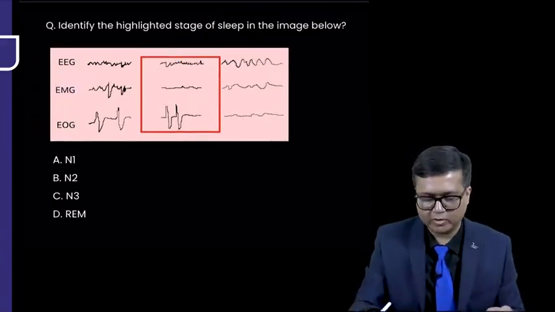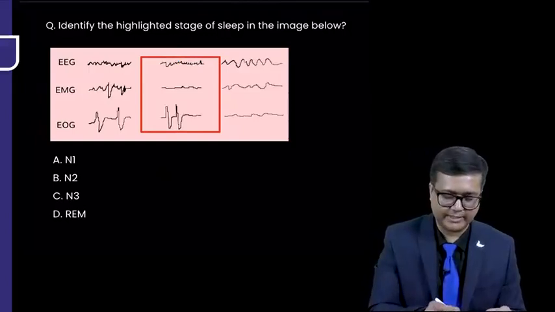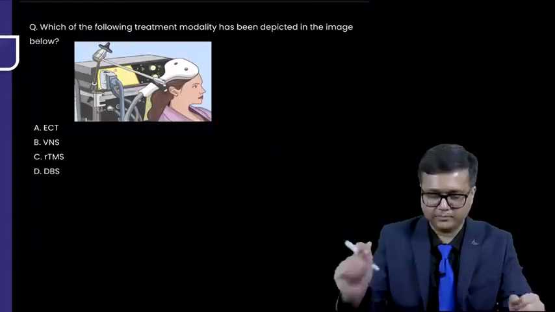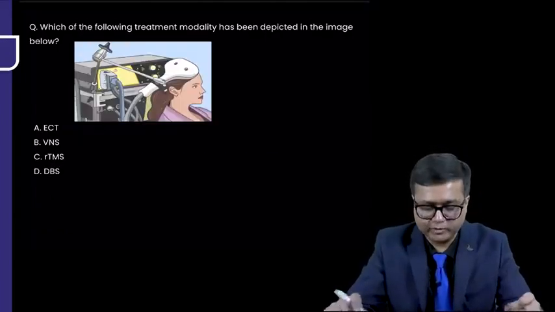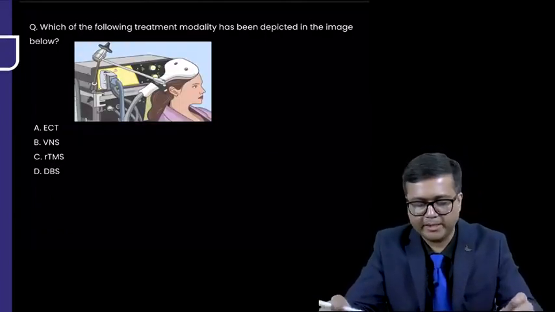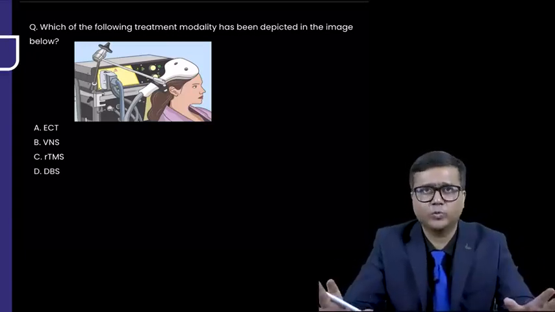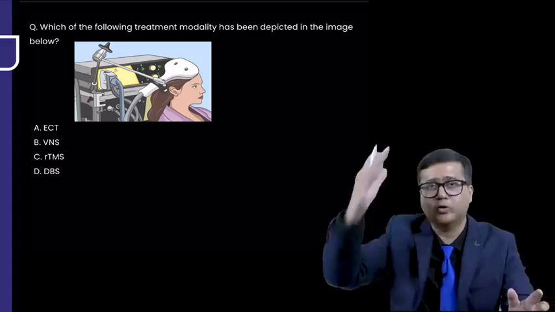So if we go back to the question, the correct answer of this highlighted area is option D, that is REM. Now let's talk about the next question. Which of the following treatment modality has been depicted in the image below? So the person is sitting comfortably, eyes are open, and there is a probe which is put on the head.